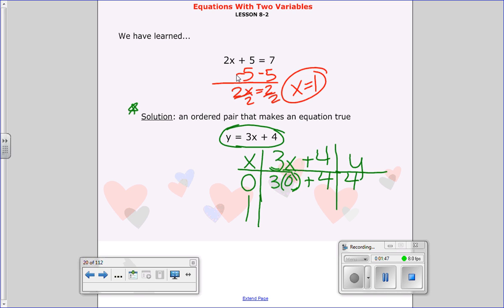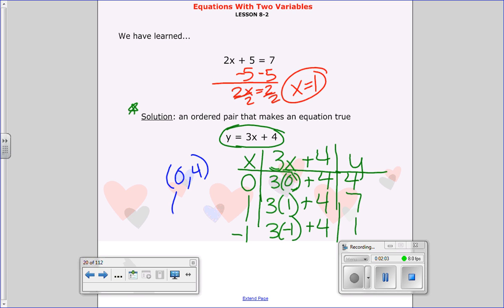If I put in 1, 3 times 1 plus 4, well, that's 7. If I put in negative 1, 3 times negative 1 plus 4, I get 1. So you can see how these ordered pairs would be a solution: (0, 4), (1, 7), and (-1, 1). All of those are solutions to that two-variable equation.